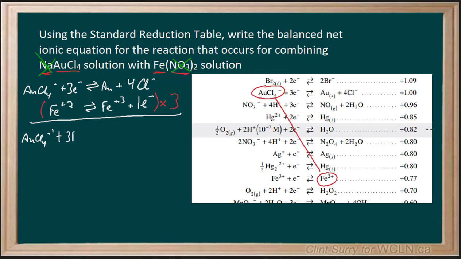But I do need to write in the 3 iron +2 I'm working with. And then that makes our gold plus 4 Cl minus plus 3 Fe plus 3. And again, we don't list any of the ions that are spectators, and we cancel out anything that appears on both sides. This would be our balanced net ionic equation.